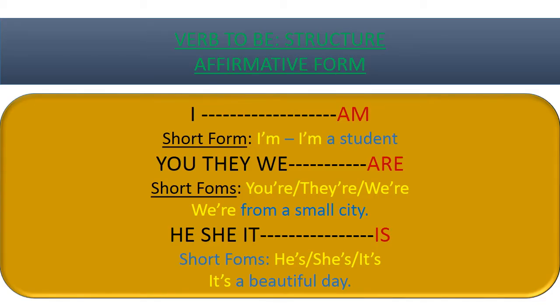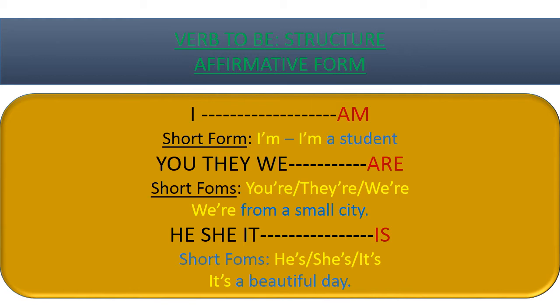For the correct use of the verb to be, we need to know its structure. In affirmative form, with the subject I, we use am. Of course, we have a short form, I'm, and you can say I'm a student. With you, they, we, we use are. And the short forms are you're, they're, and we're. For example, we are from a small city.